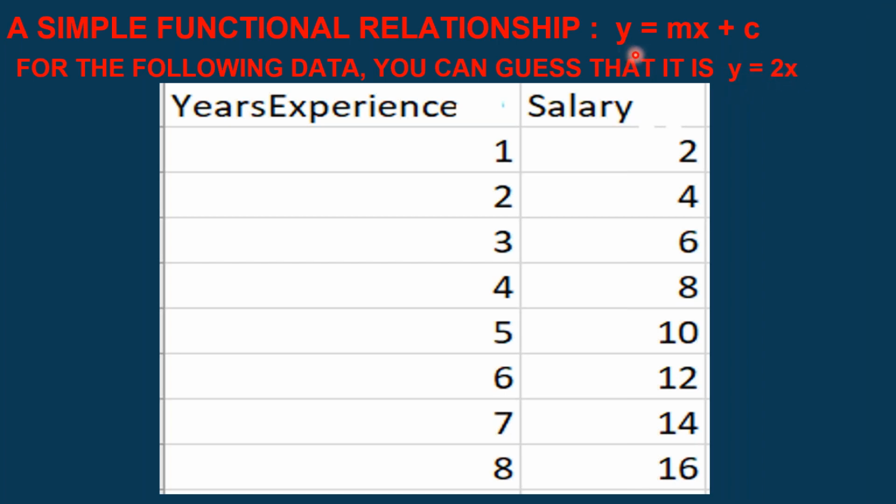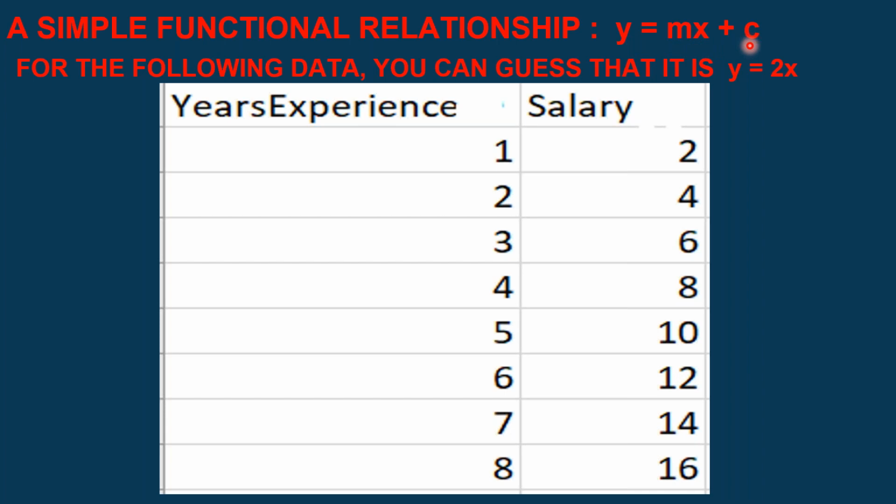This is actually a general form of this. Suppose you put C is equal to 0, and then this term will go off. Put M is equal to 2, and then you will get this one. So this is a general form of this one. This is actually the equation of a straight line. That is why it is also called a linear relationship.